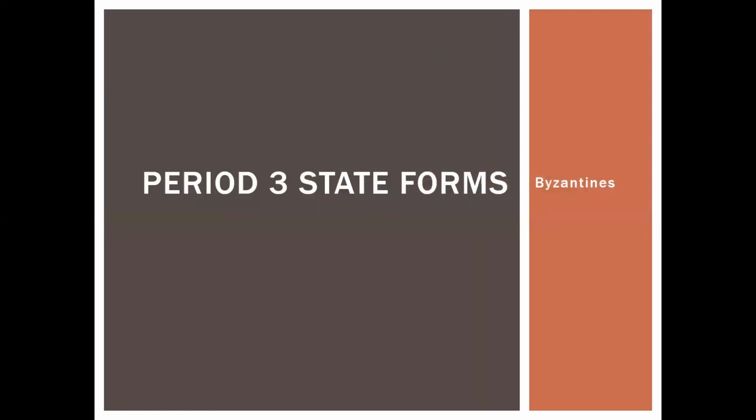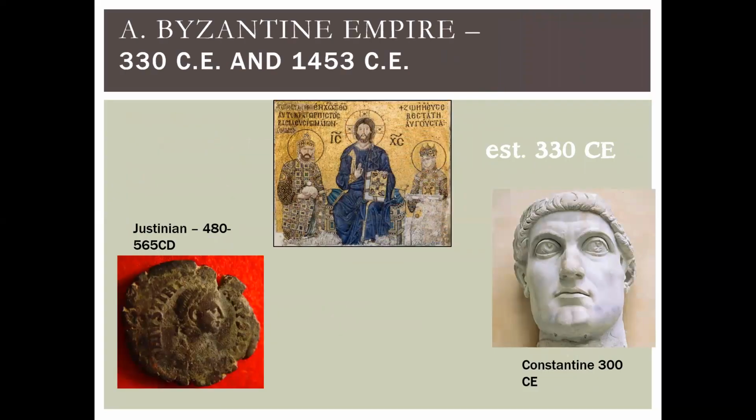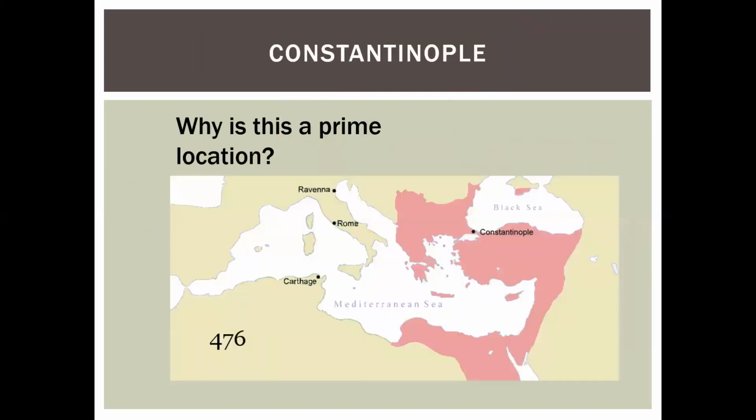Okay, other states you need to know about in period 3. The Byzantine Empire. Two important emperors to know. Constantine is the founder of the Byzantine Empire, and then Justinian is the most famous Byzantine emperor. It lasts for a long time, but the Byzantine Empire, as you remember, is a continuation of the Roman Empire. So when the Roman Empire collapses, the Byzantine Empire continues after 476, and it essentially exists as an empire because it controls trade in the Eastern Mediterranean.